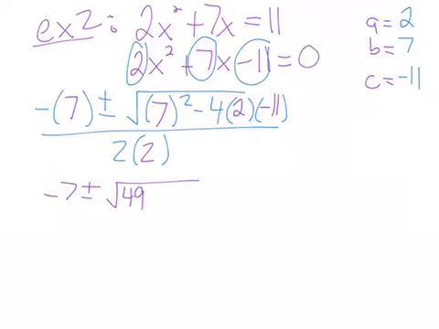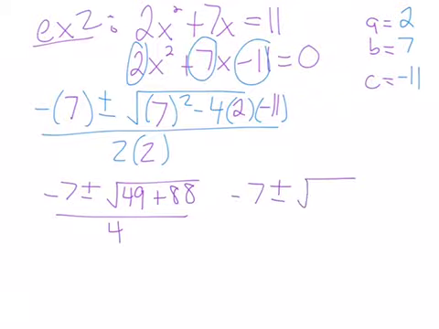Then I have 3 numbers multiplied together. So this is kind of the one main spot where students make mistakes, is right here. These 3 are all multiplied together. So negative 4 times 2, negative 8. Negative 8 times negative 11 would be positive 88. All divided by 2 times 2, which is 4. So from here, we're going to say negative 7 plus or minus square root 49 plus 88 gives us 137 divided by 4.